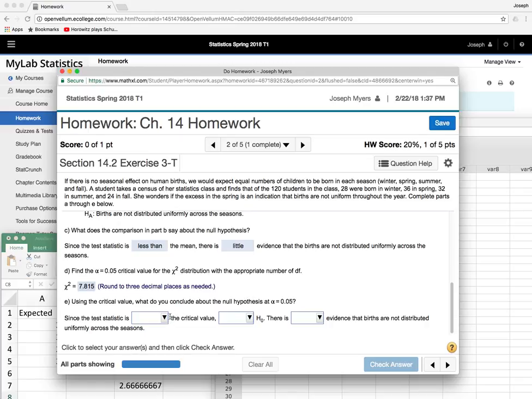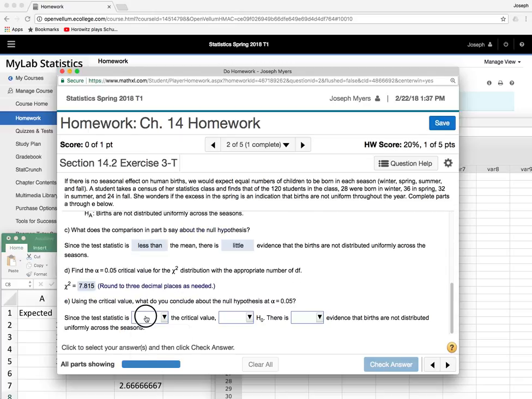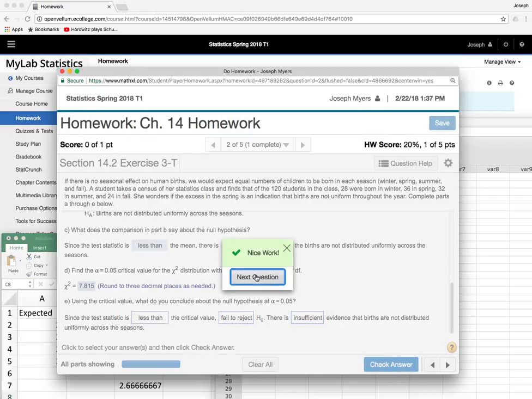Using the critical value, what do you conclude about the null hypothesis? So the test statistic of 2.667 is definitely a lot less than the critical value, and so we will not reject the null hypothesis, which means there is insufficient evidence that the births are not distributed uniformly. Excellent.